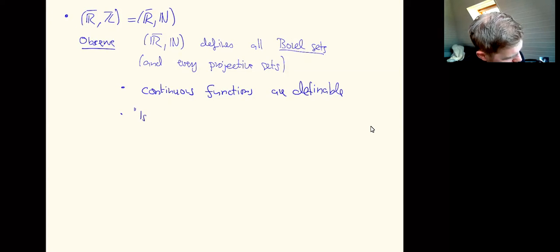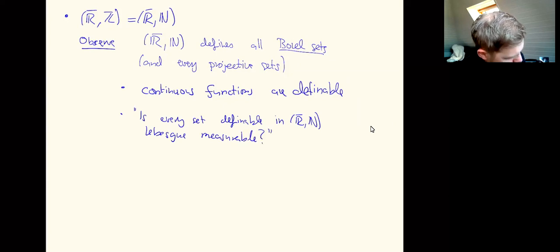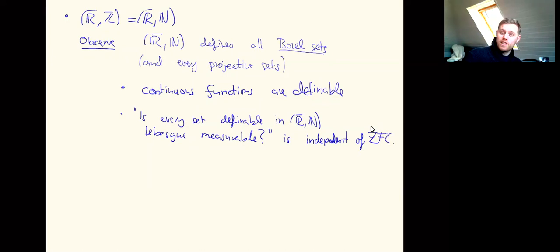So the question whether every set definable in this structure is Lebesgue measurable is independent, thanks to Solovay, I think, independent of ZFC. So this is really bad.